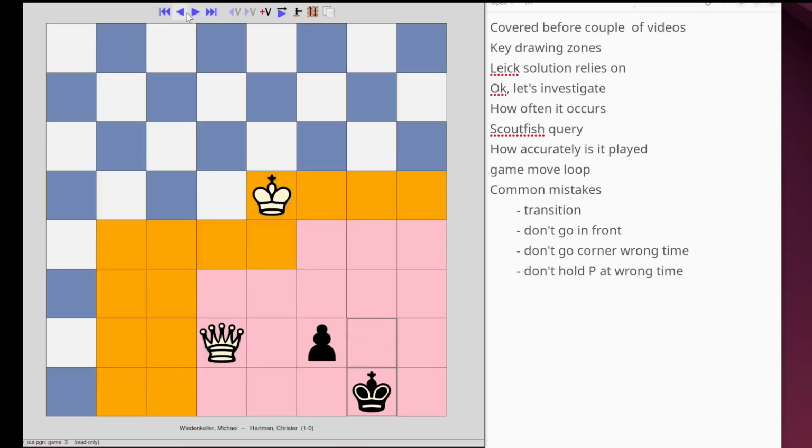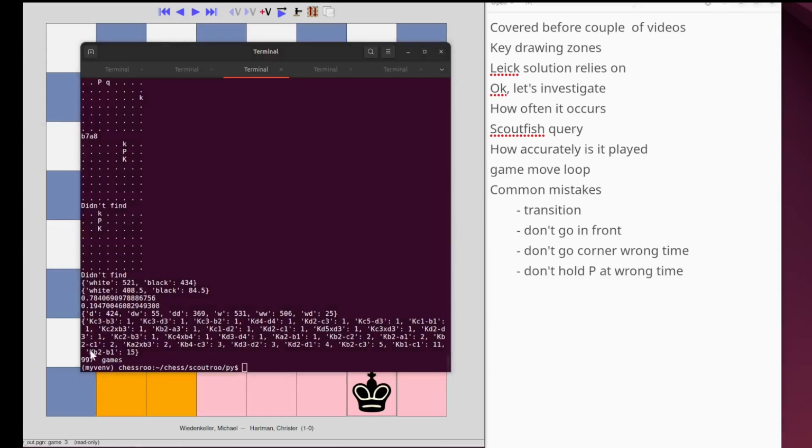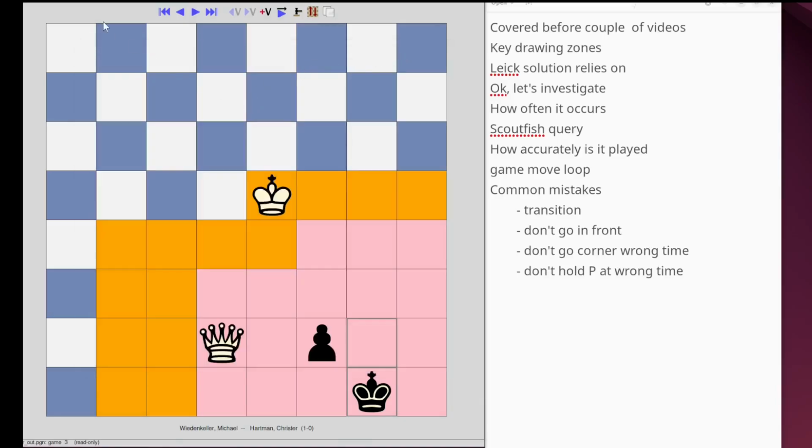Same mistake. This is actually a very big blunder people are making a lot of the time. Yeah, it is the most common blunder. King b2 to king b1 is the biggest blunder people make in this position. And then this is holding your pawn when you don't need to, and this is going in front of your pawn when you don't need to. Right? That's the two most frequent blunders.